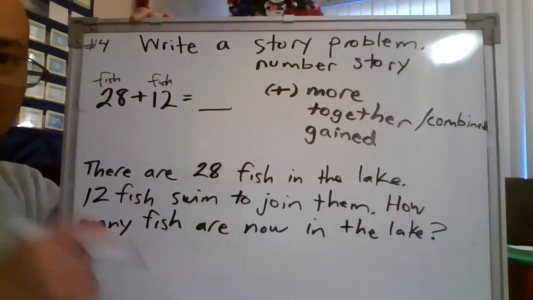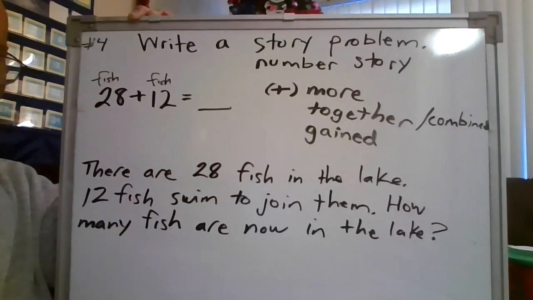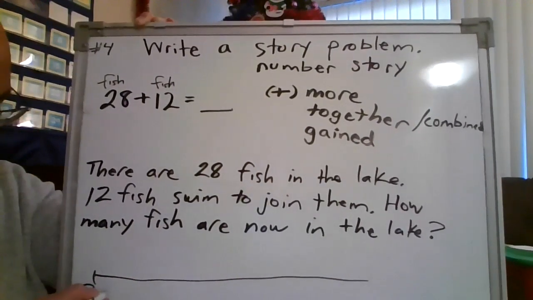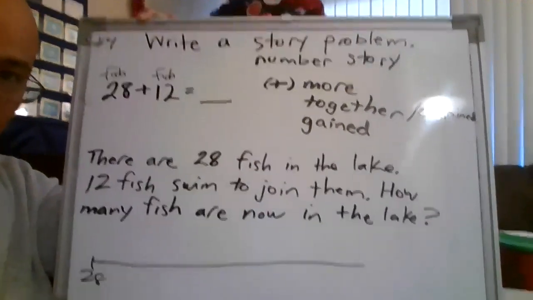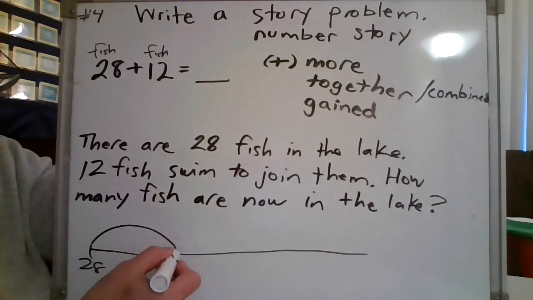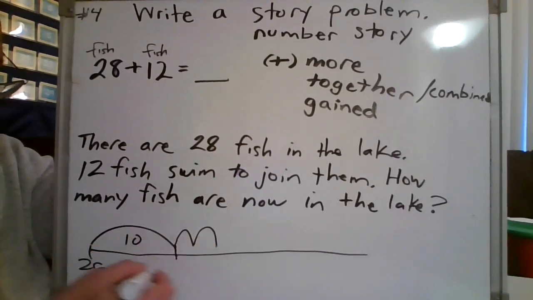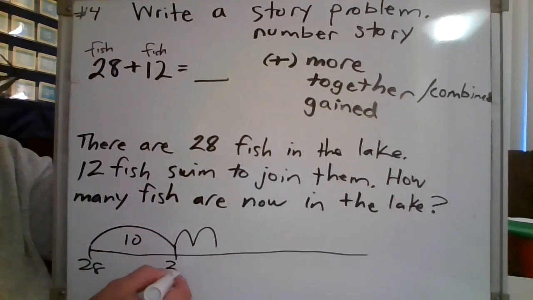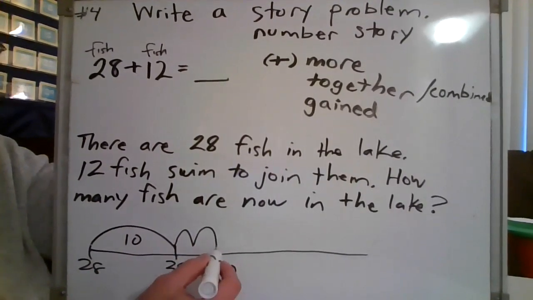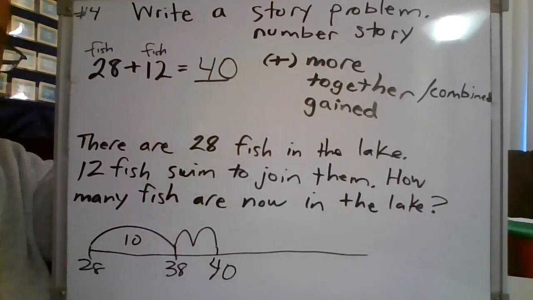Now you may make a number line if you'd like. If you want to do the algorithm, you can. Either way is fine. Let's make a number line because that's what we've been practicing. I start with 28. And then I increase by 10. And then 2. 1, 2. 28 plus 10 is 38. 39. And then I have 40. 28 plus 12 is 40.